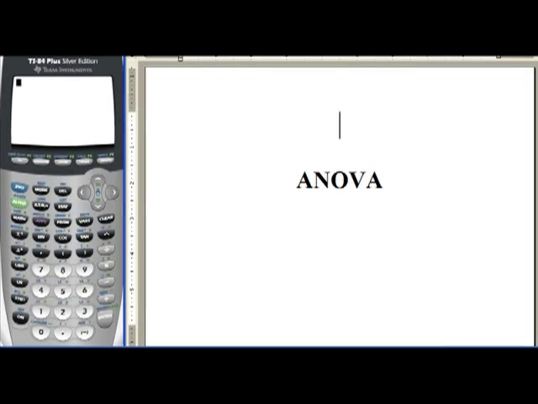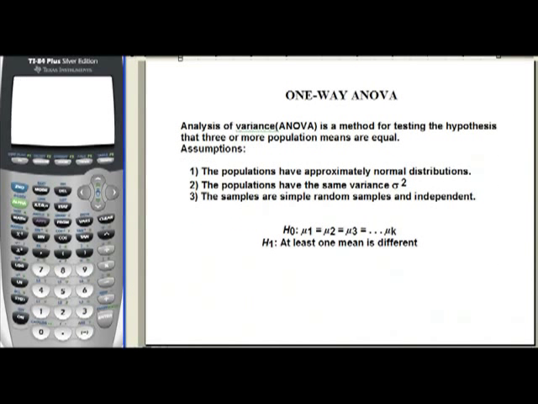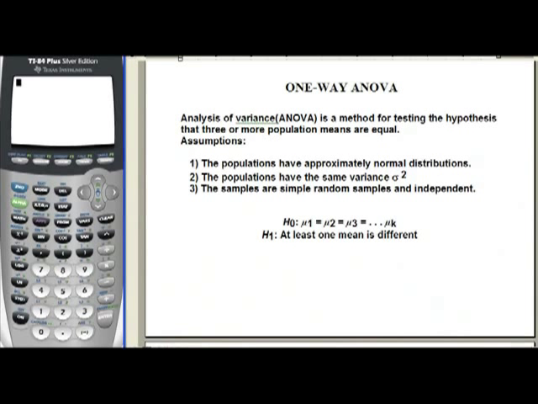Today we will talk about ANOVA, or analysis of variance. I will cover one-way ANOVA to test the hypothesis that 4 population means are equal. You can do that for k means. In other words, you can test more than 4, but the example that I'll give is going to be for 4.